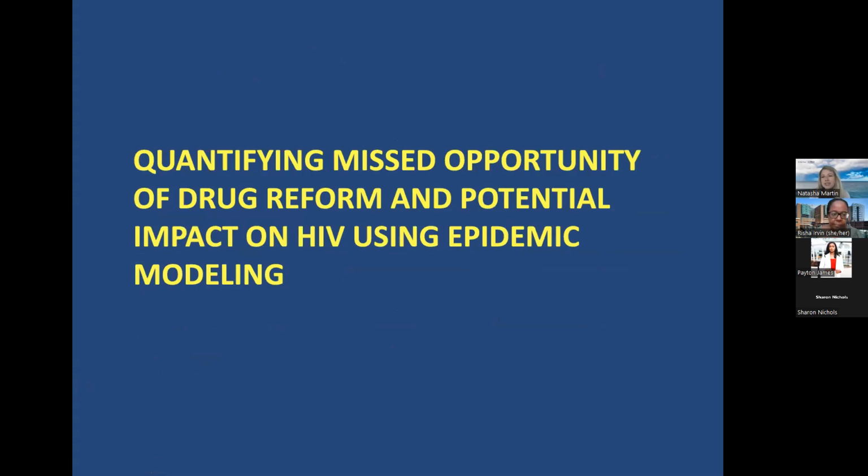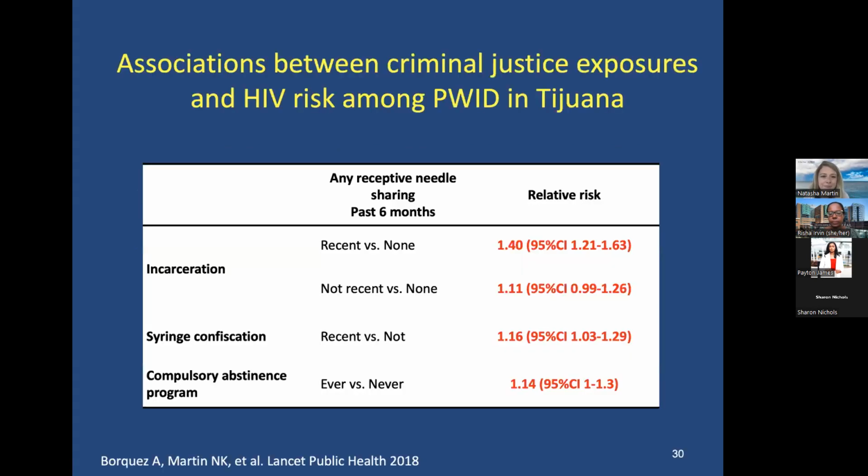So how can we take all this information? We have all this epidemiological data and qualitative data that tells us what happened in the period after the reform. And how can we take this information and develop models to try to understand what happened with the reform and the potential missed opportunity?